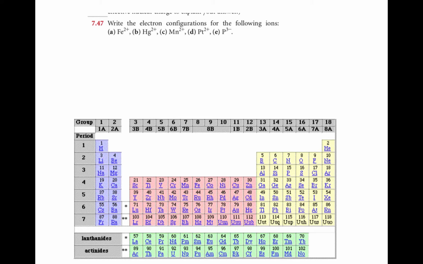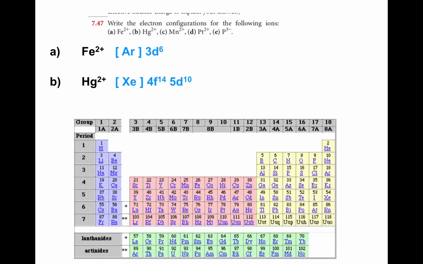Write the electron configurations for the following ions, right? So if you're talking about iron 2 plus, you're taking electrons out of the 4s. So that would be losing electrons out of the 4s, you'd have an argon core 3d6. If you're talking about mercury 2 plus, again, you're losing electrons out of the 6s. And so you'd have 5d10 left in that fifth energy level.